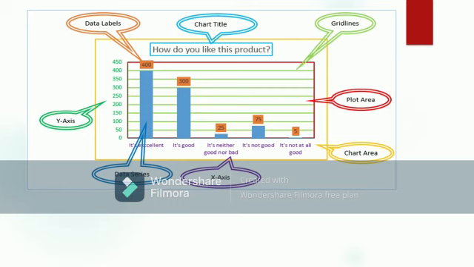A label that provides additional information about a data point on a chart. Actually, we have this column chart. In this column chart, there is additional information: excellent, and the value of excellent is 400. This is additional information. So data label means a label that provides additional information about a data point on a chart. That is called a data label.